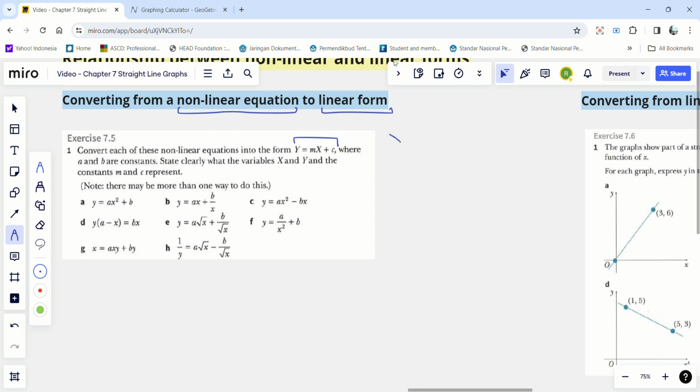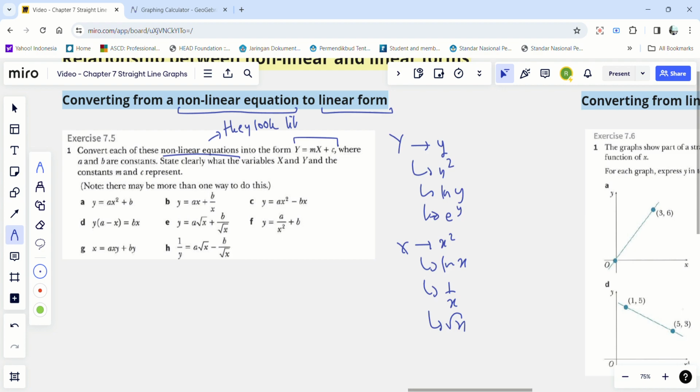That means the capital Y here is not necessarily the small y, or the variable that we usually use. It can be the small y, it can be y squared, it can be ln y, it can be e raised to y or other things. The same is true with the X. The X can be x squared or it can be ln x. Also, it can be 1 over x, it can be the square root of x, or anything. Bottom line, we want to convert these nonlinear equations so that they look like linear ones. Then whenever we sketch the graph, it will be linear.